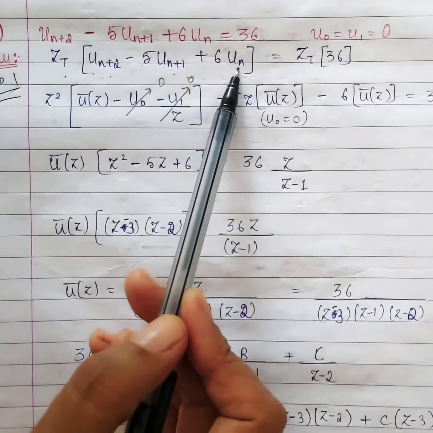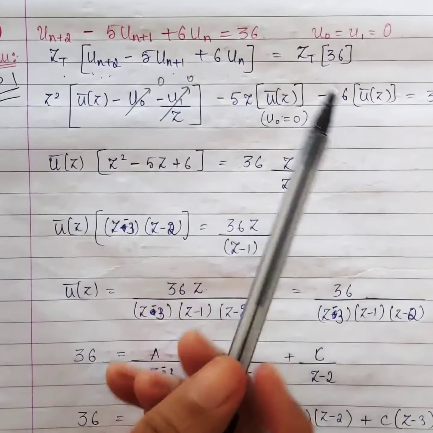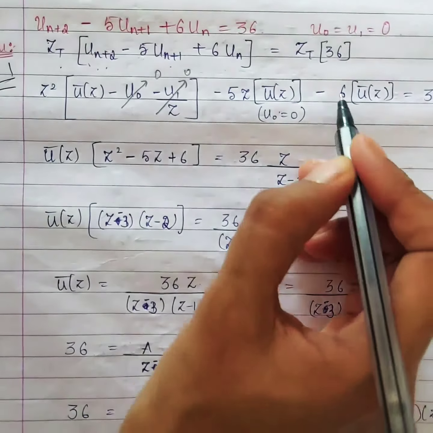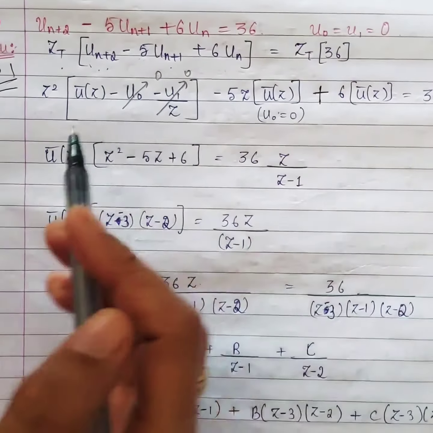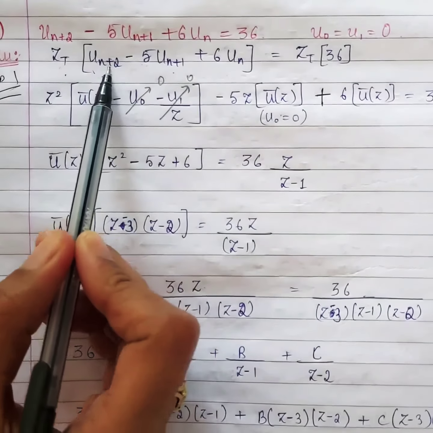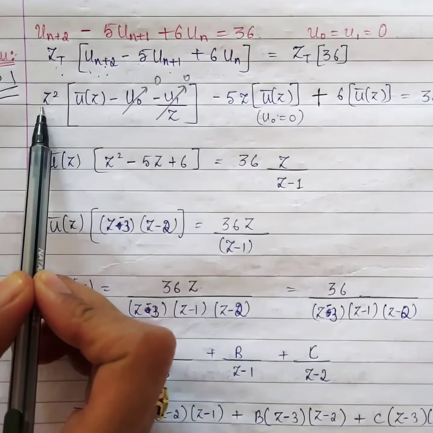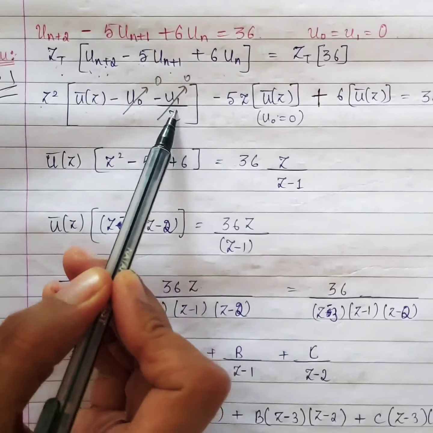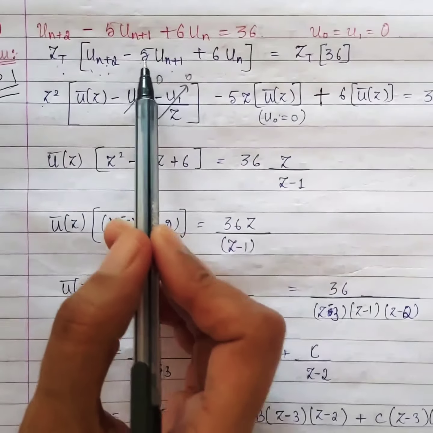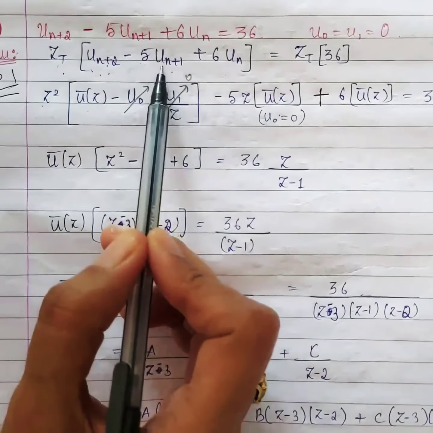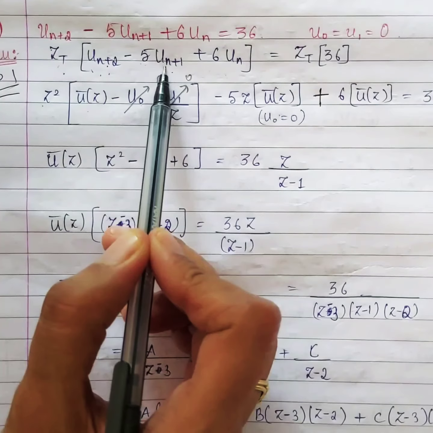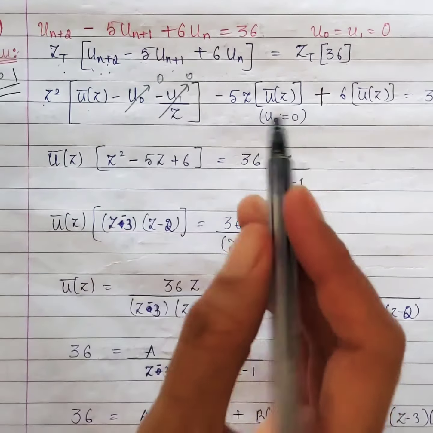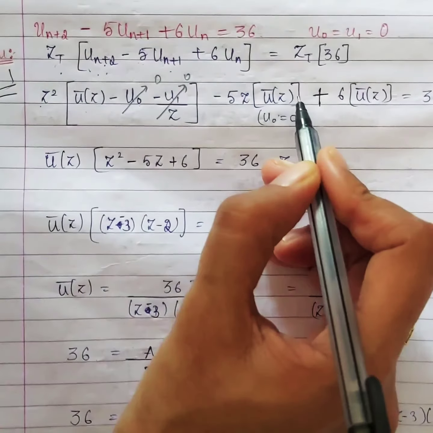So what is the Z transform of un? That is ū(z). Here it will come, and this is plus 6. So see here, Z transform of u(n+2). This is the first term, right? We are taking z² common: ū(z) − u0 − u1/z. This is the formula. Second one, minus 5, we are taking it outside. Z transform of u(n+1). Okay, what is the formula for the Z transform of u(n+1)? z(ū(z) − u0).